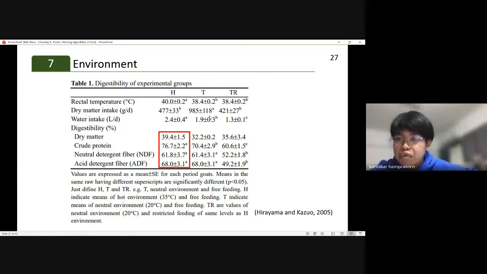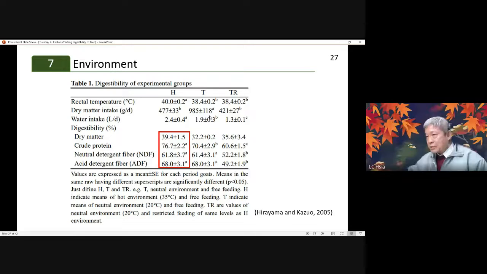Can I say something? Yes, Professor. This is a very, very good example of an experiment. High temperature is one treatment. Thermoneutrality is another treatment. But TR means that even in thermoneutrality, you still have the same feed intake as high temperature. Did you notice? The dry matter intake of these two is almost the same. Yes. So this is one kind of experiment method. That means whether the temperature influences this, or just the feed intake influences this.